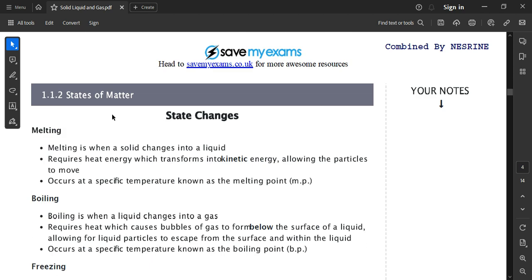Let's move on to state changes. First, let's look at melting. Melting is when a solid changes into a liquid. It requires heat energy, which transforms into kinetic energy, allowing the particles to move. It occurs at a specific temperature known as the melting point.